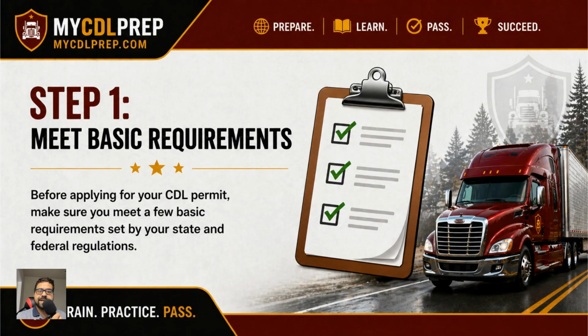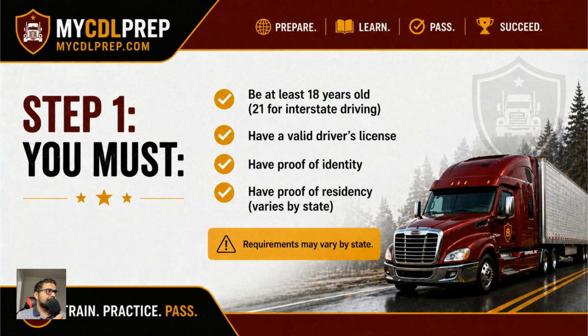So, step one, you got to meet the basic requirements. Before applying for your CDL permit, make sure you meet basic requirements set by your state and federal regulations. You must be at least 18 years old, 21 for interstate driving. Okay, so what this means is that you have to be 18 years old to drive a truck inside of your state only. If you want to go outside of your state, that's what interstate driving means, you got to be 21 years or older.